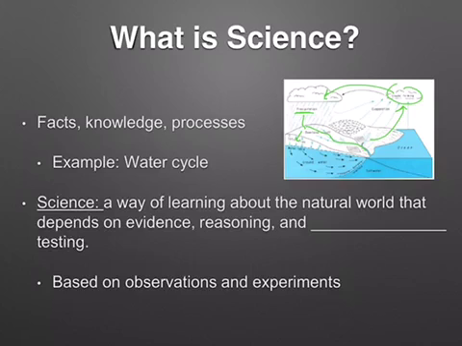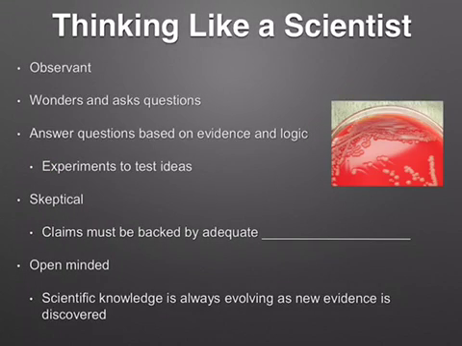But science is a way of learning about the natural world that depends on evidence, reasoning, and repeated testing. So it's so much more than just facts, knowledge, and processes. It's a way of learning about the natural world. All science is based on observations and experiments. So in order to be a good scientist, you need to be observant. You need to notice things around you.